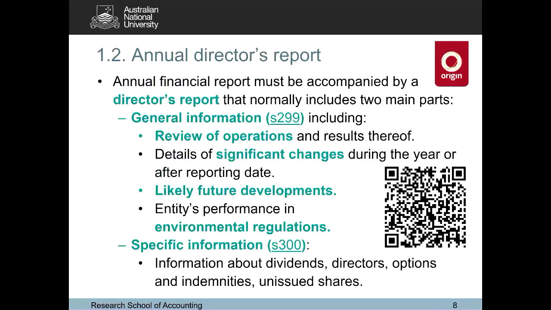So here is another component of the annual report, the director's report. The director's report could be comprehensive. It could include everything else rather than the financial reports, regarding the business, regarding the management, regarding the strategy, almost everything. So they have the general information included. One is a review of operations and results. They will also have details of significant changes during the year.